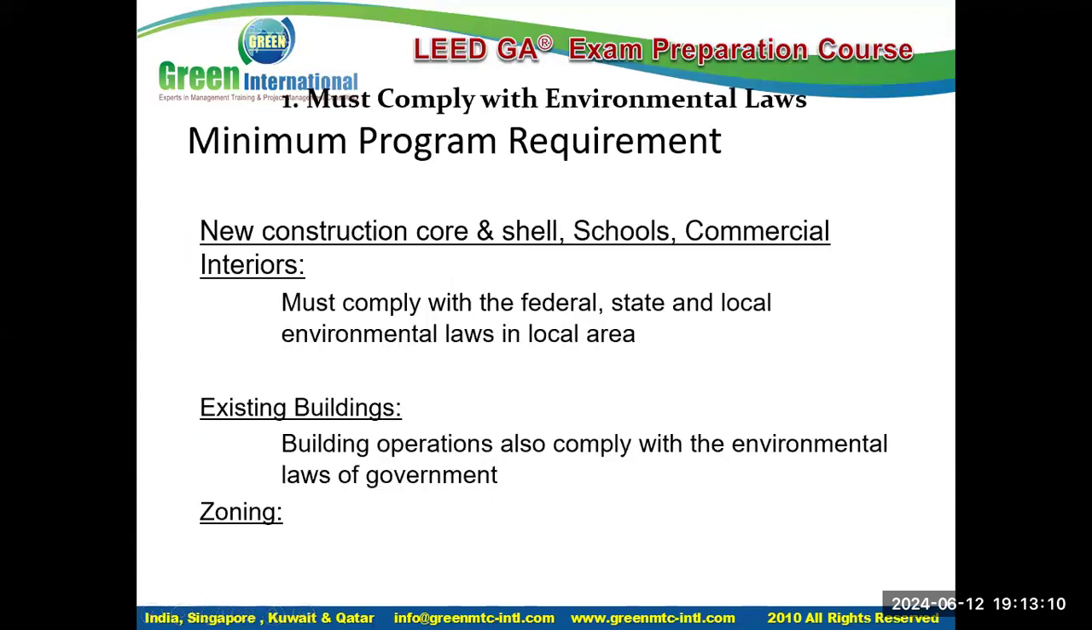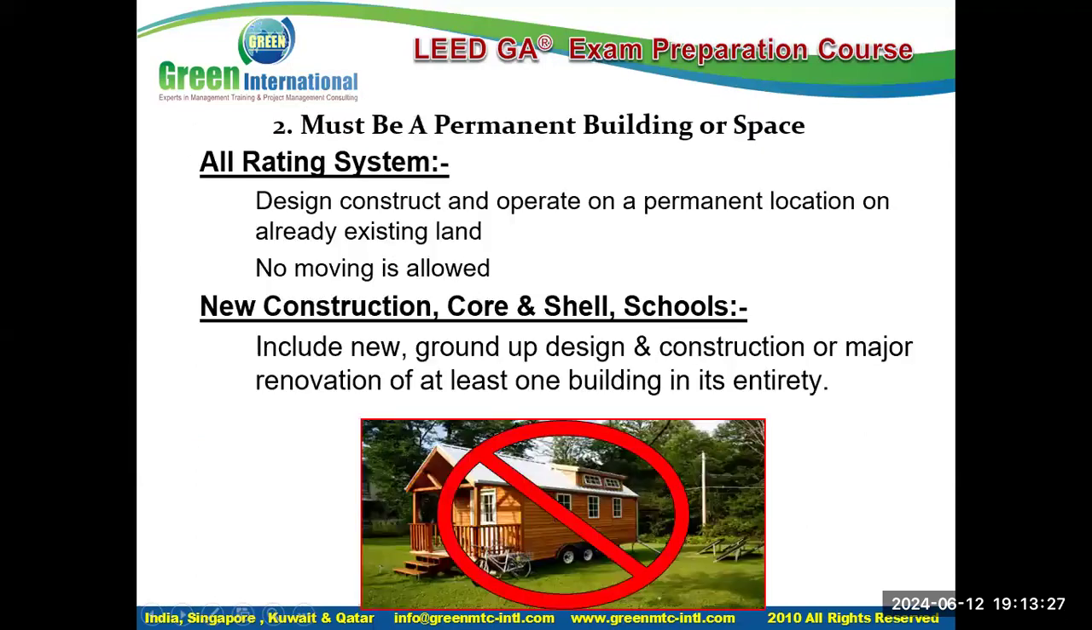Let's see the minimum eligibility, that means the minimum program requirements. Comply with the country's environmental law and zoning requirements. New construction must comply with all the federal, state, and local environmental laws. The second thing, it must be a permanent building. Designed, constructed, and operated on a permanent location on already existing land. No moving is allowed. That's what a permanent building means.